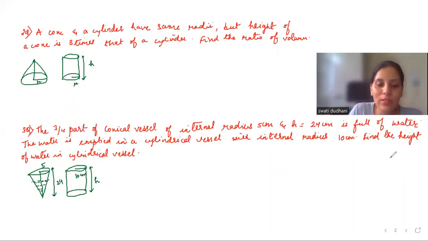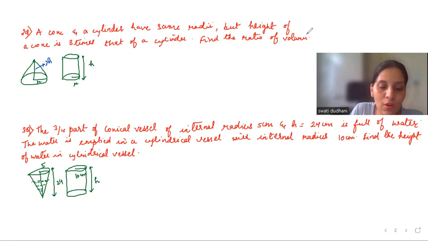Now moving on to the next one. A cone and a cylinder have the same radii. Here I've written the radii is R. Both are same. But the height of a cone is 3 times that of a cylinder. So if I take the cylinder to be H, height of the cone will be 3H. Find the ratio of the volume.